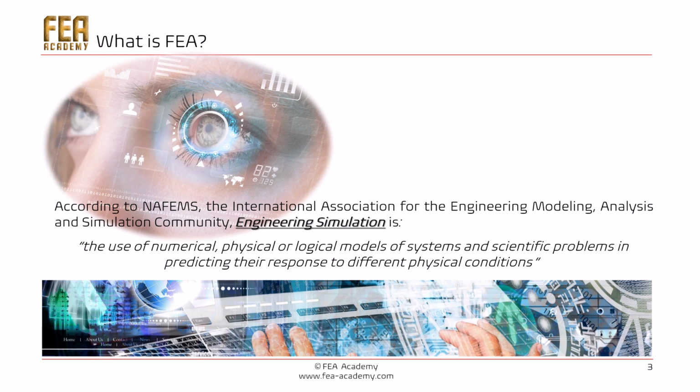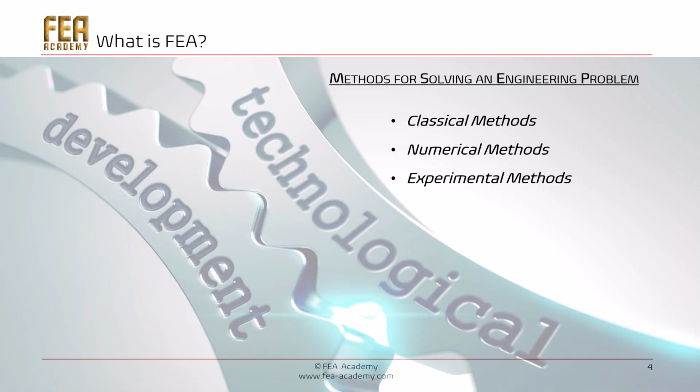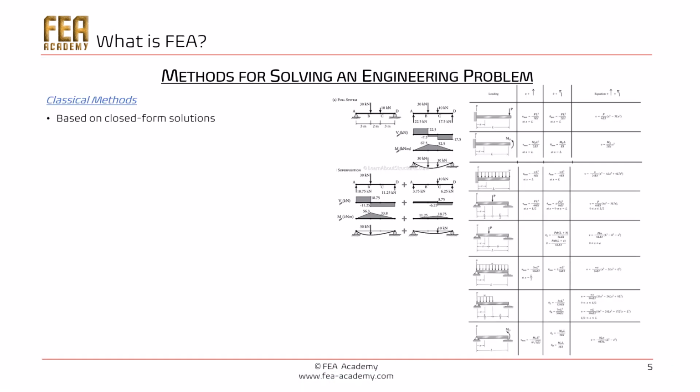First, let's start with the definition. According to NAFEMS, the International Association for the Engineering Modeling, Analysis and Simulation Community, engineering simulation is the use of numerical, physical, or logical models of systems and scientific problems in predicting their response to different physical conditions. So there are three methods available to engineers for solving problems. First, we have the classical methods, then the numerical methods, and the experimental methods. Let's see them in detail.